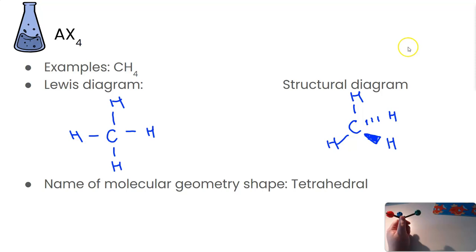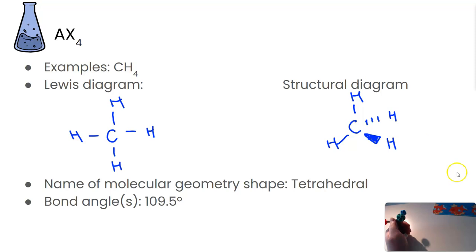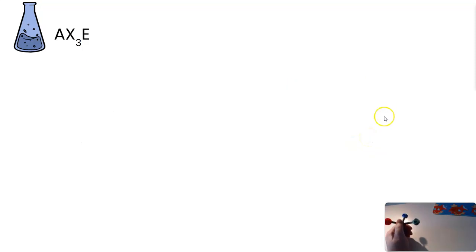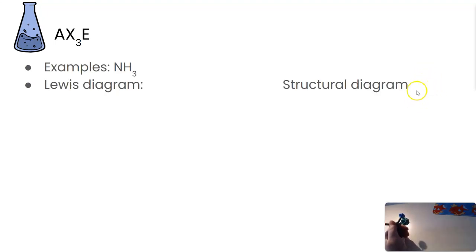From here, as I mentioned, the name of the molecular geometry is tetrahedral, and therefore the name of the electron domain geometry is also tetrahedral, and the bond angle is 109.5 degrees for all of these. Now let's start bringing some electron pairs, some lone pairs into this whole tetrahedral electron geometry. An example is going to be NH3.